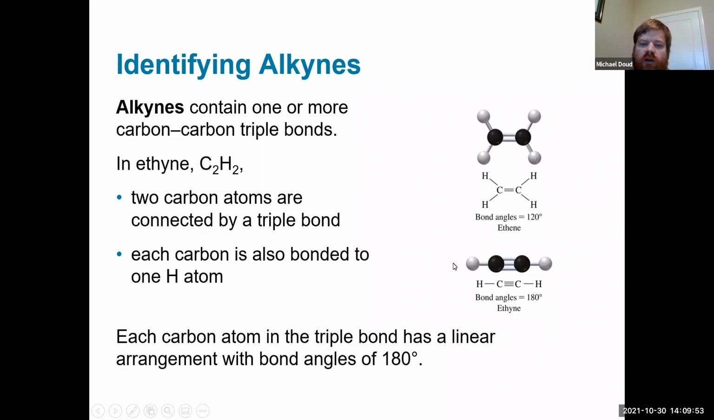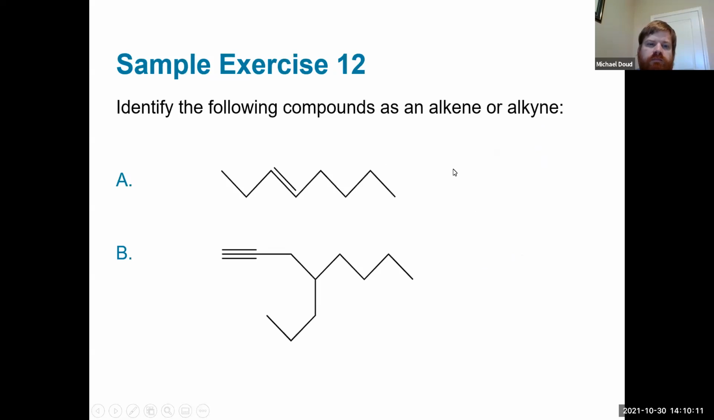Note here for the alkyne, because it's got this triple bond, this carbon is bonded to 1 carbon, 1 hydrogen, so 2 total bonded atoms. That means that it's going to be linear, or the bond angles are going to be 180 degrees. So that does significantly change the way that you draw alkynes when we get to that.